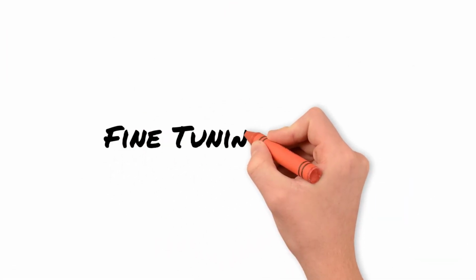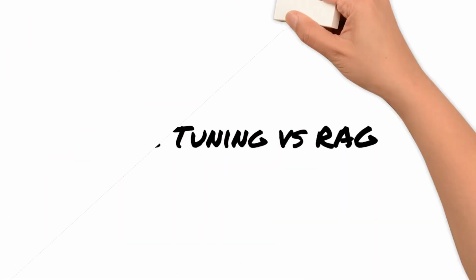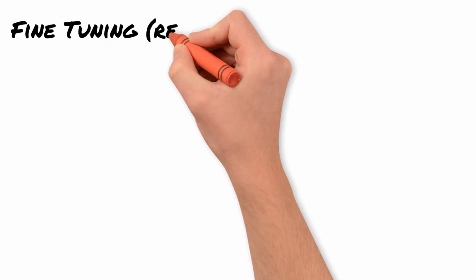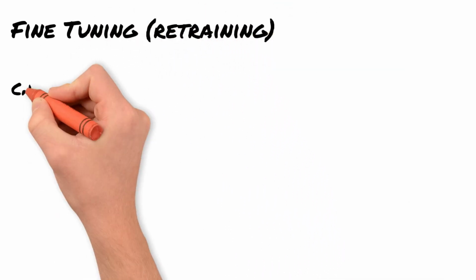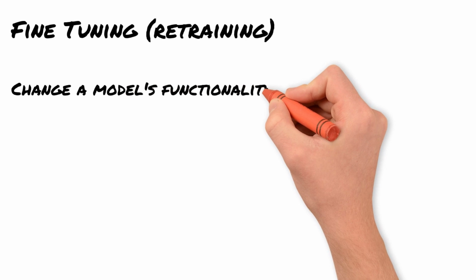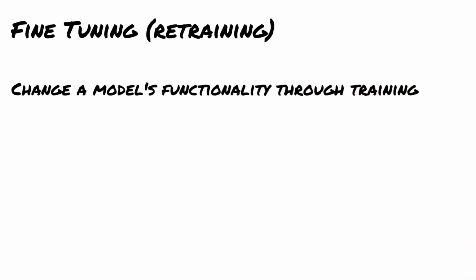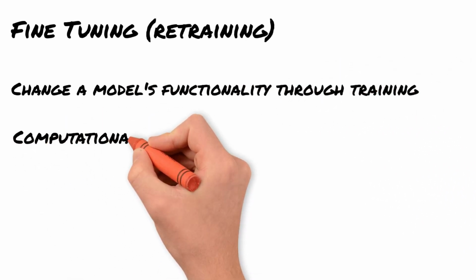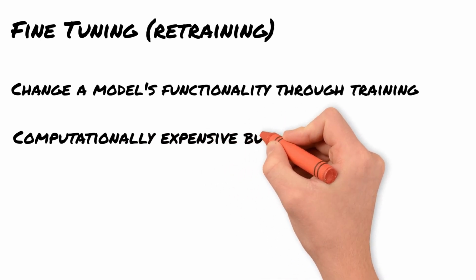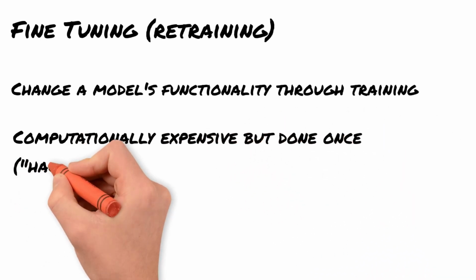But what about fine-tuning? Fine-tuning or retraining is where you change a model's functionality through training. It's computationally expensive, but you only have to do it once. In my opinion, it's harder than RAG.